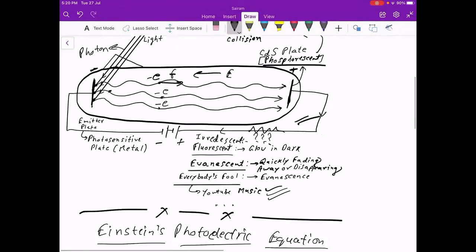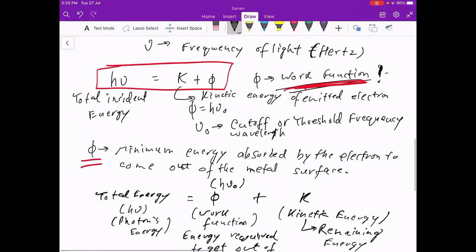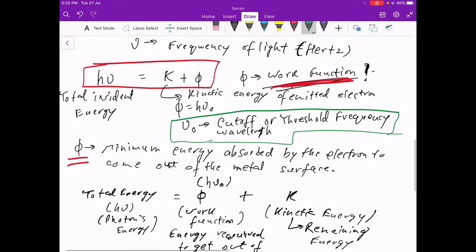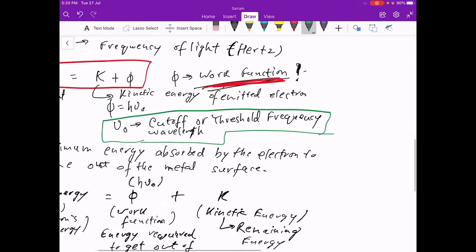So that's why the terminology cutoff or threshold frequency. This is the minimum frequency of light for photoelectric emission. Minimum frequency for photoelectric emission.